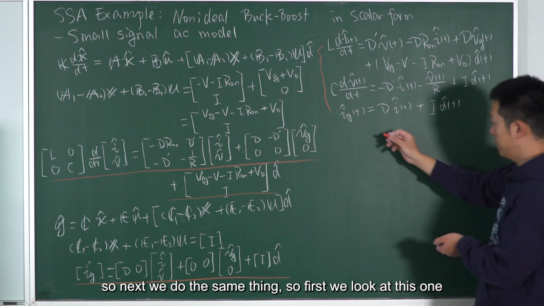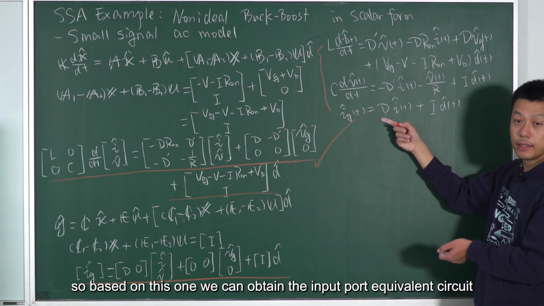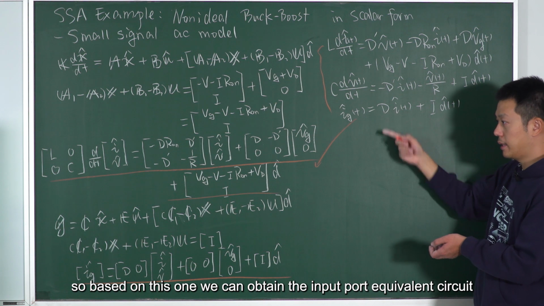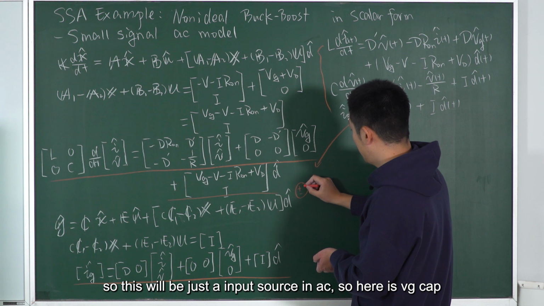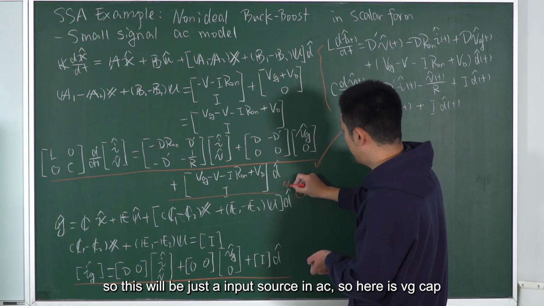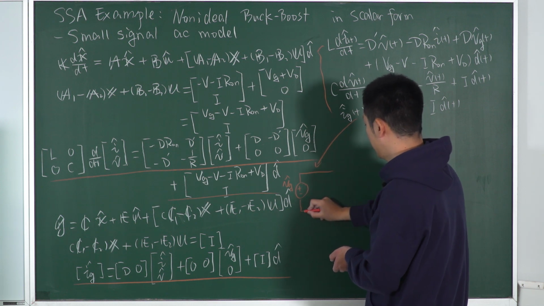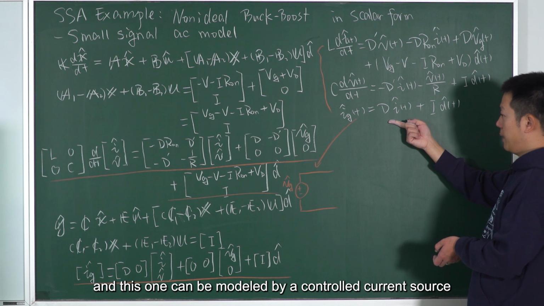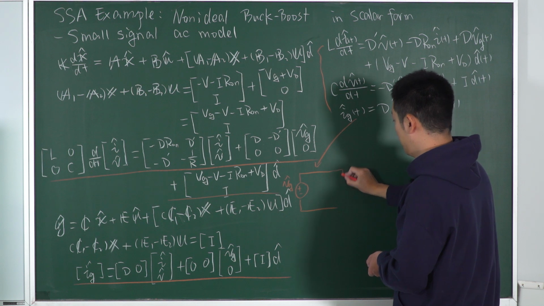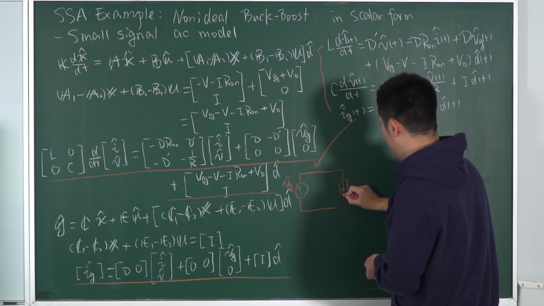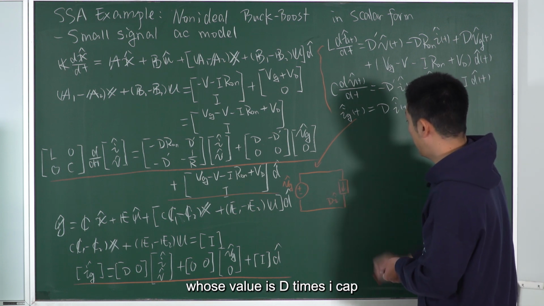So first, we look at this one. Based on this one, we can obtain the input port equivalent circuit, right? So this will be just an input source in AC. So here is V_G cap. And this one can be modeled by a controlled current source whose value is D times I cap.